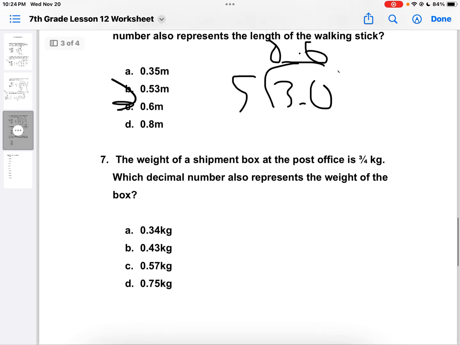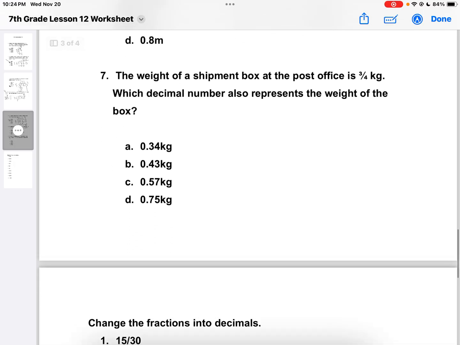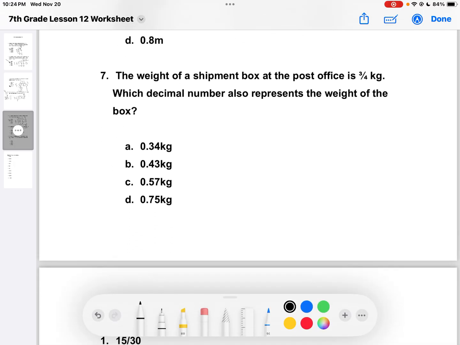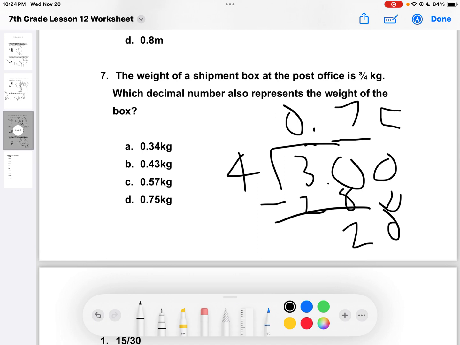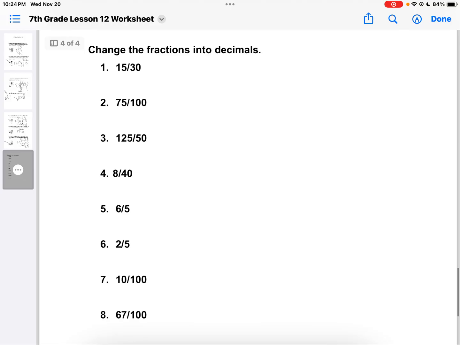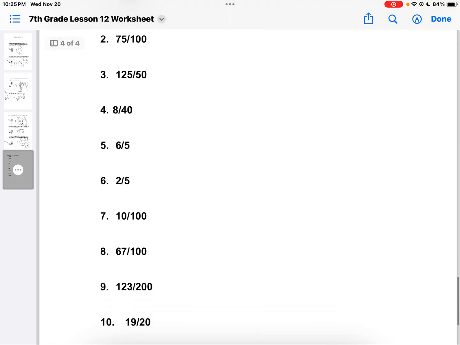Alright, number 7, the last question for this part. The weight of a shipment box at the post office is 3/4 kilograms. Which decimal number also represents the weight of the box? So 3/4. 4 can't fit into 3, so we need to add a decimal. 4 goes into 30 exactly 7 times, so it'll be 28. It'll be 2, add a 0. 4 goes into 20 exactly 5 times, and the answer will be D, 0.75 kilograms. Moving on to the next section.